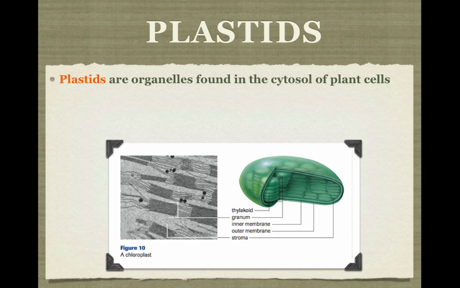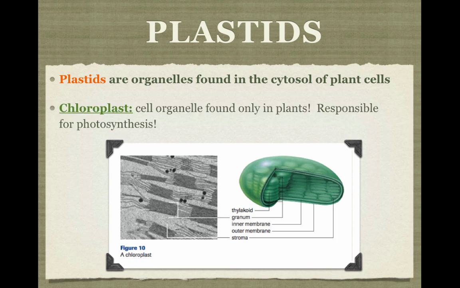Your plastids. Plastids are just organelles that are found in the cytosol of plant cells. So plastids are unique to plant cells. You won't find plastids in animal cells. Your chloroplast is a special type of plastid, and that is found only in plants, and it's responsible for photosynthesis.